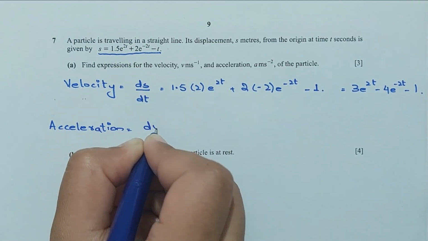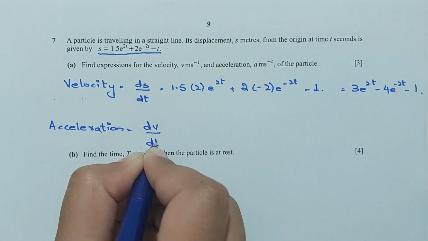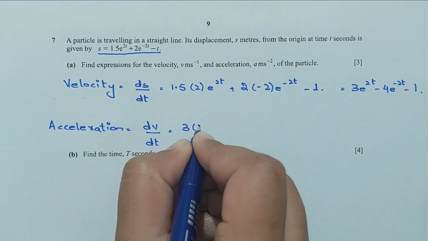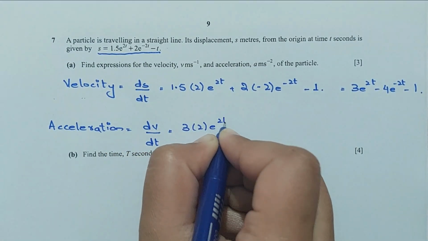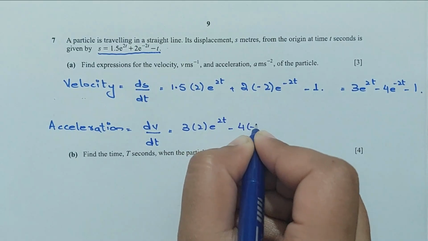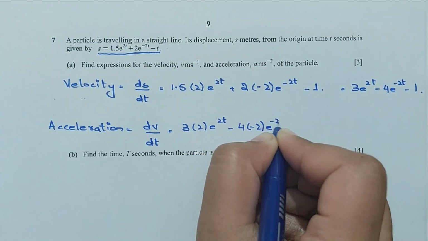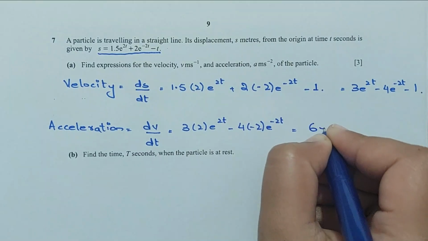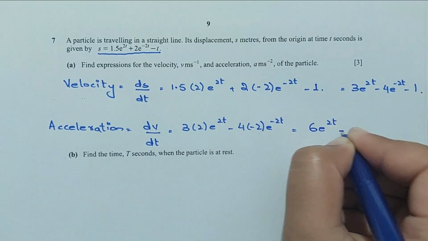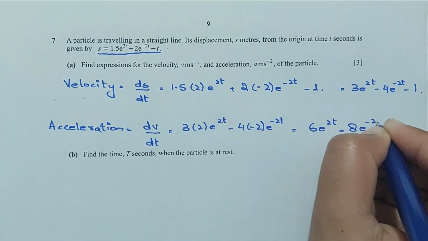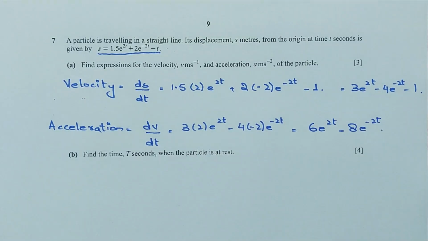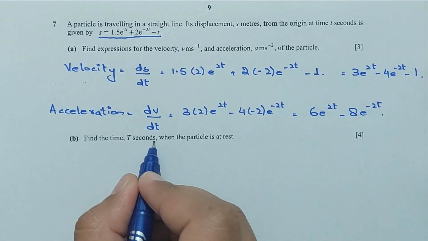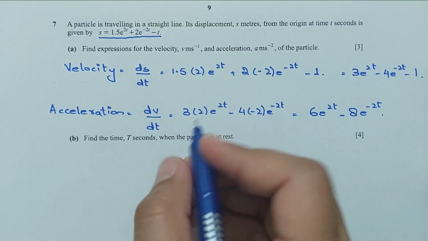Acceleration is the derivative of velocity with respect to time. This is the velocity. Its derivative would be 3 into 2 e power 2t minus 4 into minus 2 e power minus 2t, and the derivative of 1 is just 0. So this is 6 e power 2t minus 8 e power minus 2t. Right. Now for part B, find the time t seconds when the particle is at rest.